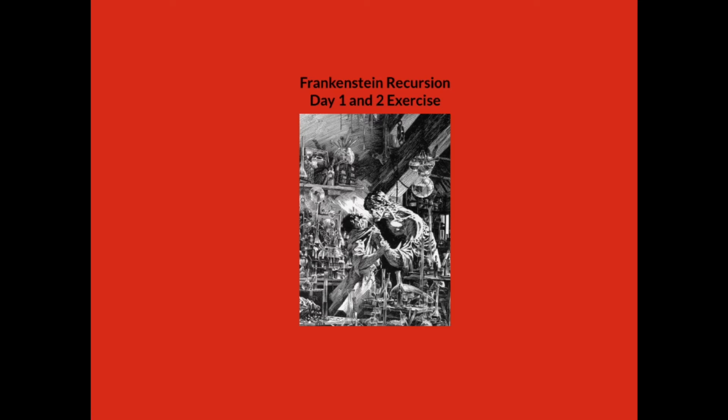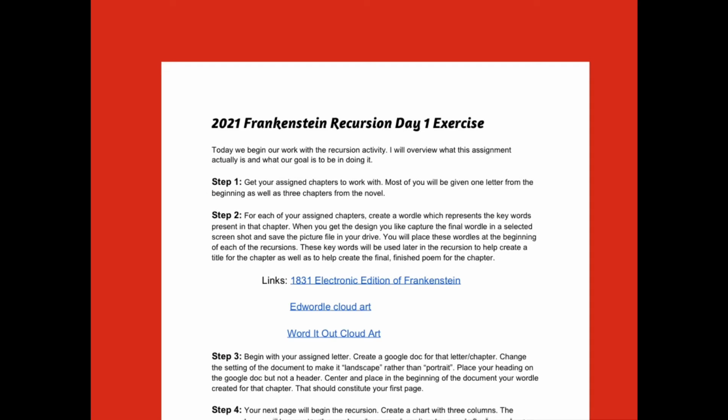So first of all, let's take a look at what it is that I'm asking you to do. To begin with, most of you will be assigned a letter from one of the opening letters in the Frankenstein novel, and then 3 additional chapters. The chapters are kind of randomly set up, but they're meant to be basically about the same length. So everybody's going to have about the same amount of work to do. Most of the chapters are set up, of course, in paragraphs. So we'll get to that in a little bit.